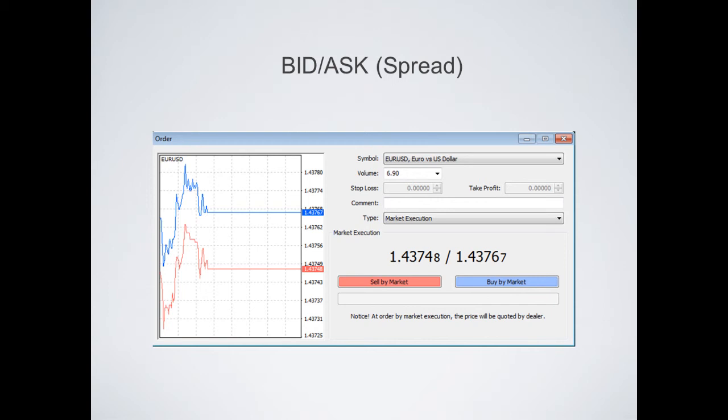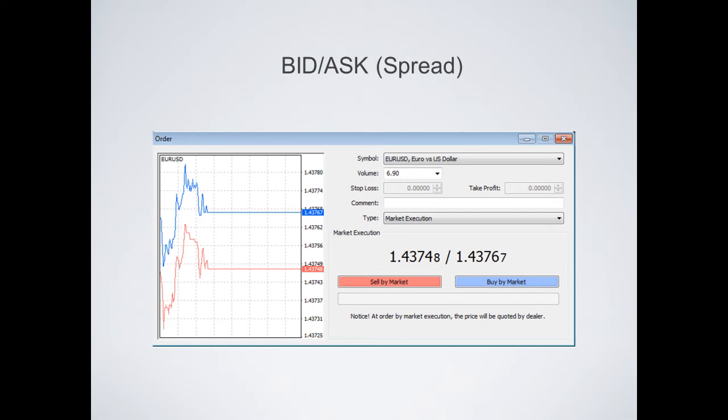This is where things can perhaps get a little bit tricky, but it is very simple, believe me. The bid is the price at which your broker is willing to buy the base currency, and the ask is the price at which your broker is willing to sell the base currency. The difference between these two is what's known as the spread. Now, when you're placing a trade, if you're buying, you're going to be buying from the broker at the ask price. So you're going to be buying from the higher price.